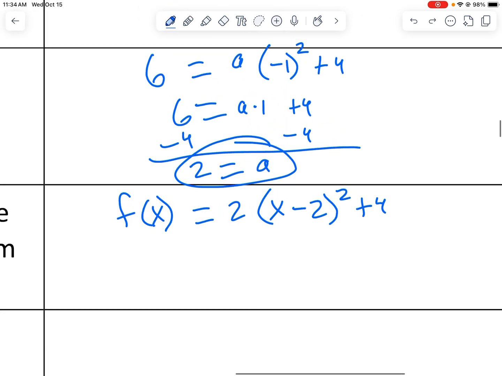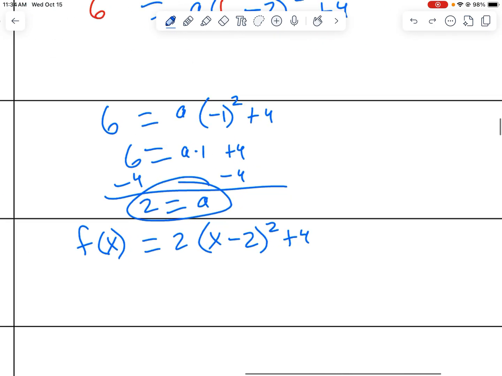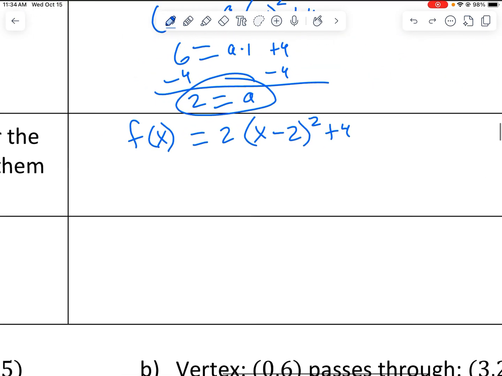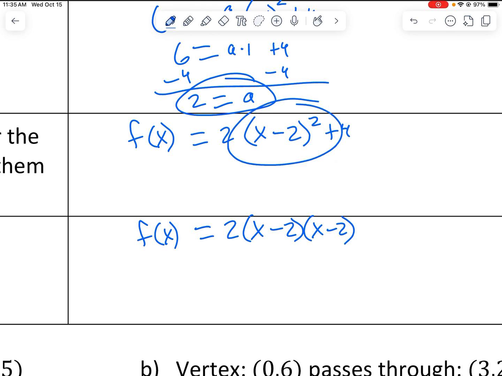This is the vertex form of this quadratic that has a vertex at 2, 4 and passes through the point 1, 6. Cool. Well, the next thing we need to do is convert to standard form. To convert to standard form, really you just need to take this right side and simplify it down. Well, it's one thing to say that, it's another thing to actually do it. An important thing to remember is that when you have something squared, that means it's two of those things times together. So you've got x minus 2 times x minus 2. So that's this piece, and then plus 4 still on the end.